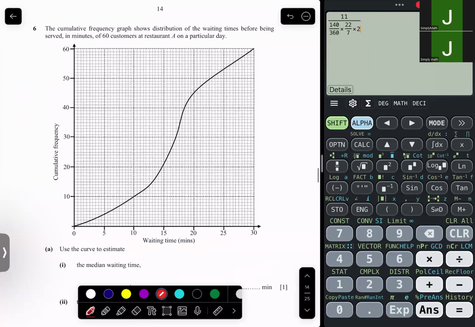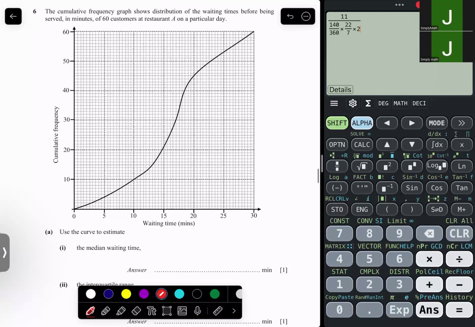Okay, question 6. The cumulative frequency graph shows the distribution of the waiting time from being served, in minutes, of 60 customers at restaurant A on a particular day. Use the curve to estimate the median waiting time. So the median waiting time will be at the 30th customer mark, which is down here.